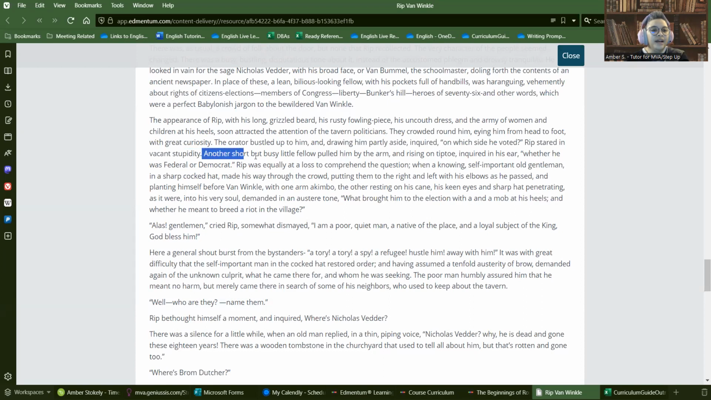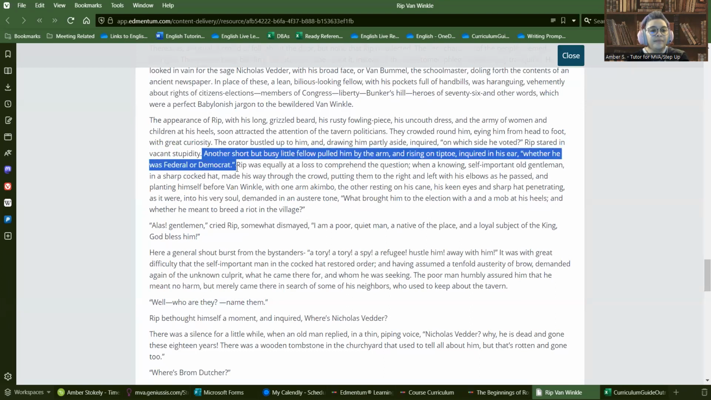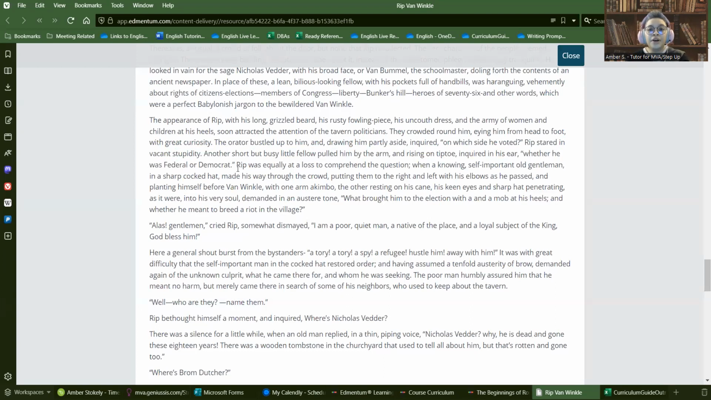Another short but busy little fellow pulled him by the arm and, rising on tiptoe, inquired in his ear whether he was federal or Democrat. So they're asking which side did you vote for? And Rip is like, what are y'all talking about?